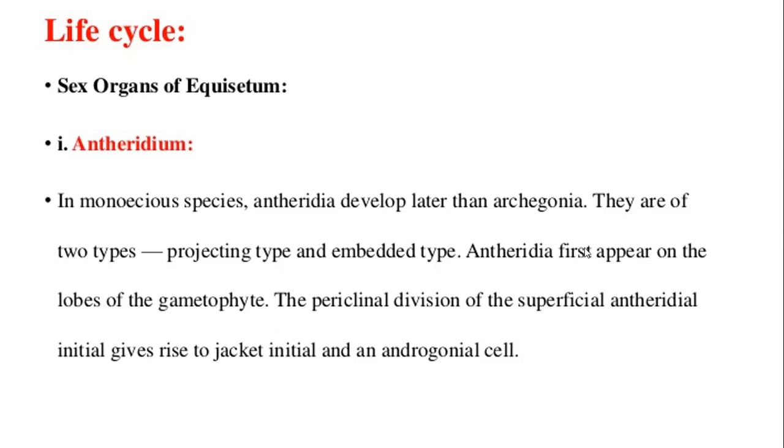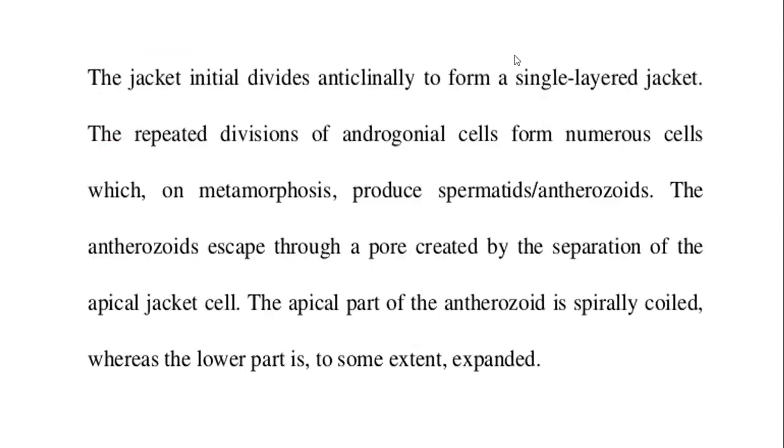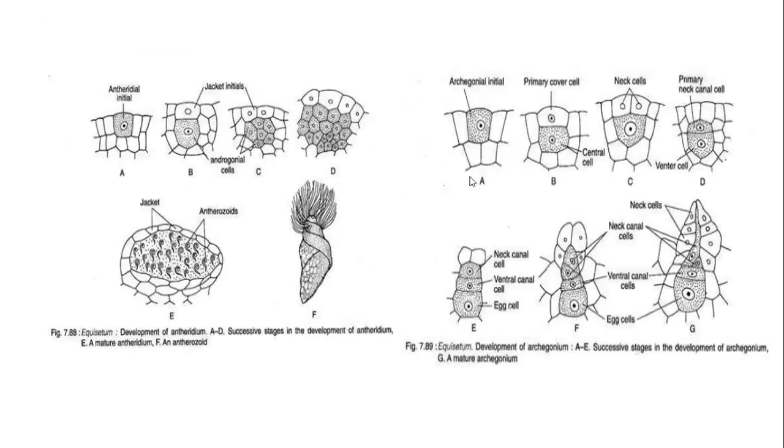Now the antheridia first appear on the lobes of the gametophyte, and the periclinal division of the antheridial initial gives rise to the androgonial cell. So I'll show you here the development. This is the development of the antheridium, and this is the development of the archegonium. So this is the antheridial initial, which is developed on the gametophyte. One of the superficial cells of the gametophyte gets transformed into the antheridial initial.